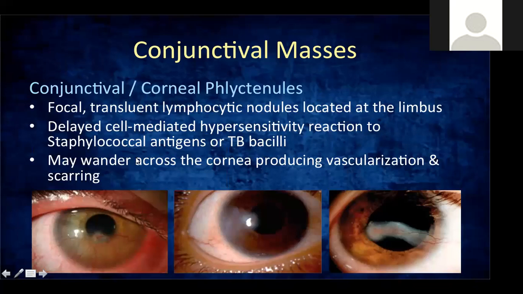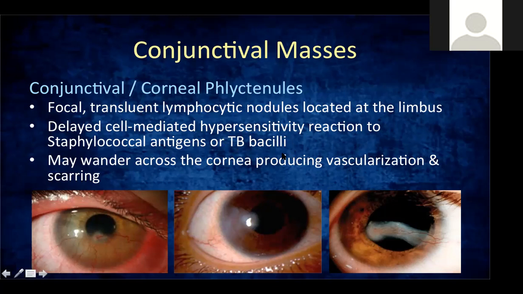Other masses, you have your phlyctenules. These are lymphocytic nodules that are first located at the limbus, then eventually can travel across the cornea. They are related to either staphylococcal antigens or TB bacilli. So for staphylococcal, you have to look at the lids, see whether they are crusty, whether there is any debris there. That may be a sign of staphylococcal infection.